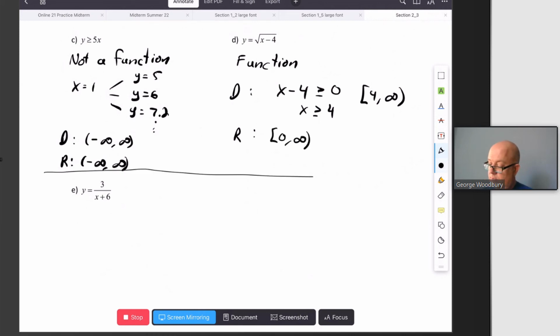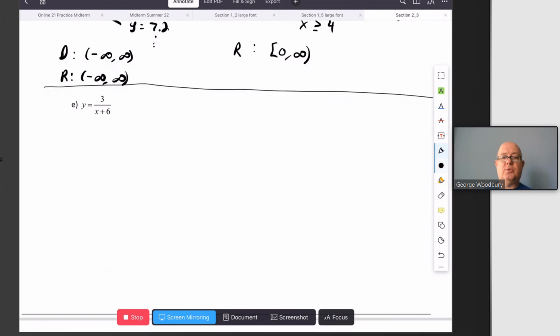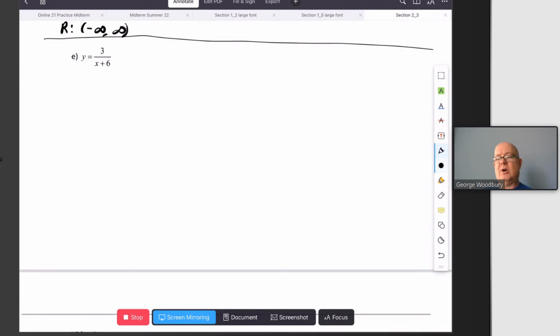All right. One last one to talk about. This is a rational equation, meaning that there's an algebraic fraction involved. This one is a function because no matter what value you plug in for x, you can add 6 to that, and then you can divide 3 by that number and get a unique result. There's only one number that we can't plug in here, though, and that's the value that would make the denominator 0.